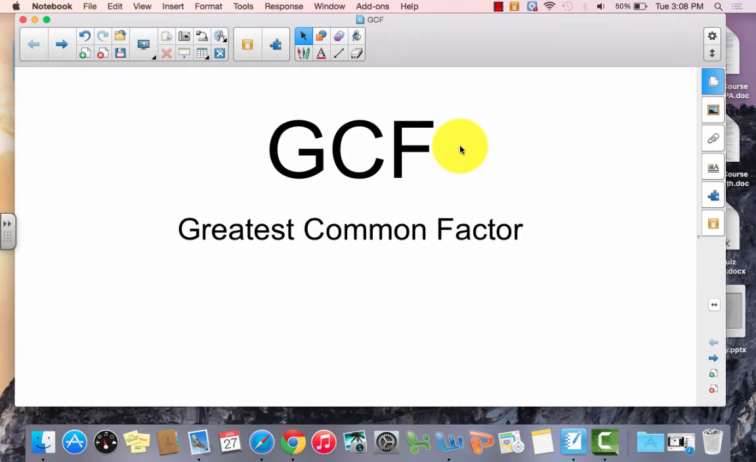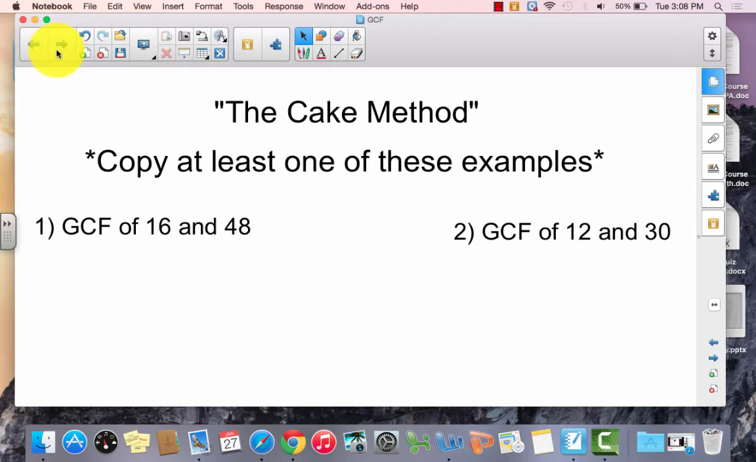Hi guys, in this video we're going to start with a quick review of what you already learned about greatest common factor. So we're going to start with a couple examples. As we're working through this video today, please make sure you have a piece of paper and a pencil on your desk. I'm going to ask you to copy down at least one of these examples, and this will serve as your notes for today.